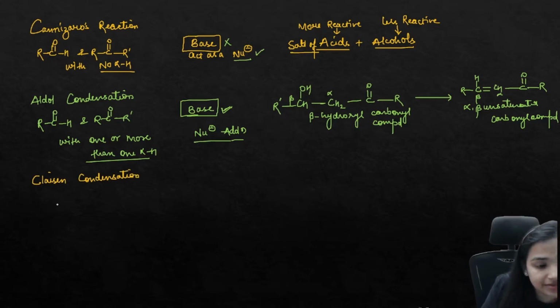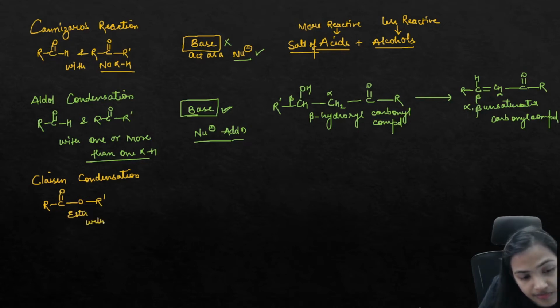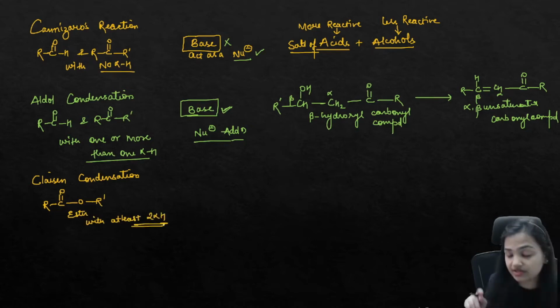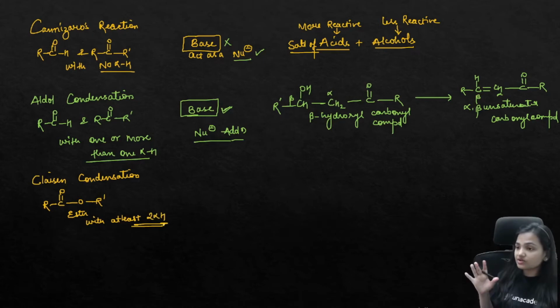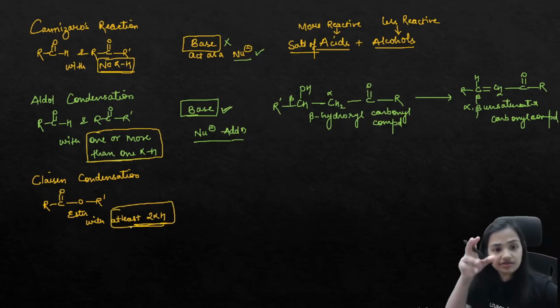Now the third reaction that we have done, after Cannizzaro and Aldol, is Claisen. For the Claisen, we must have esters with at least 2 alpha hydrogens. If you do not have 2 alpha hydrogens, it will not form the stable product. Here we have no alpha hydrogen, here one or more than one alpha hydrogen, and here at least 2 alpha hydrogens. This is the difference, okay.